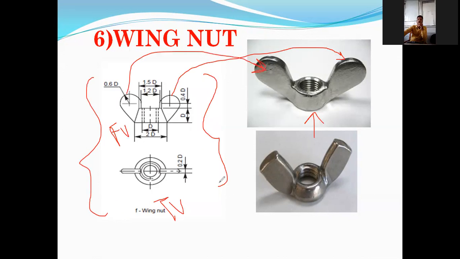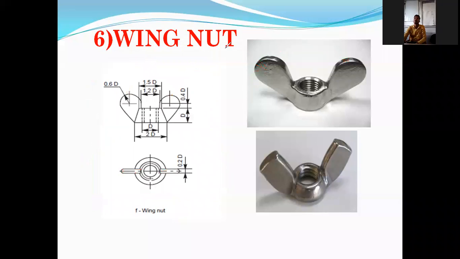Okay, in this way, the middle structure. And once we are going to see from the top, these projections are here. Okay, in this way. So this is the type of wing nut. This one is the type of wing nut. Have you understood? Have you understood this?